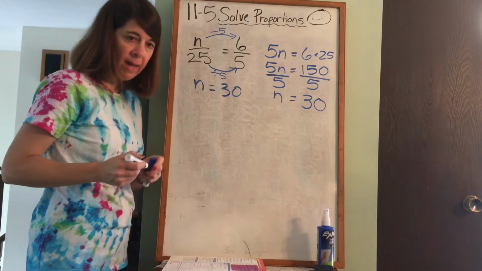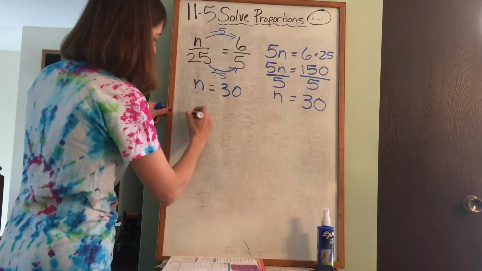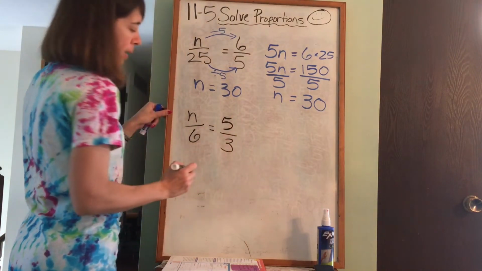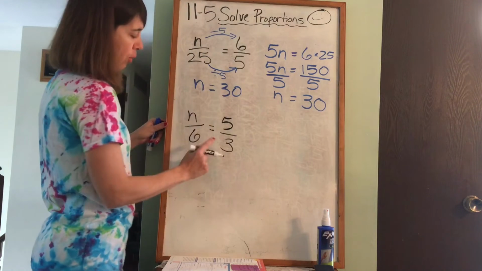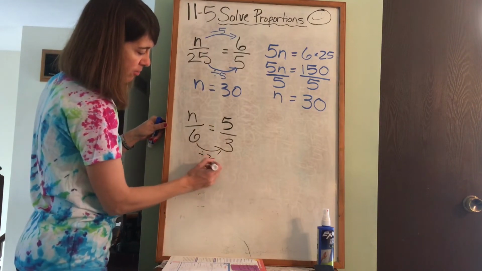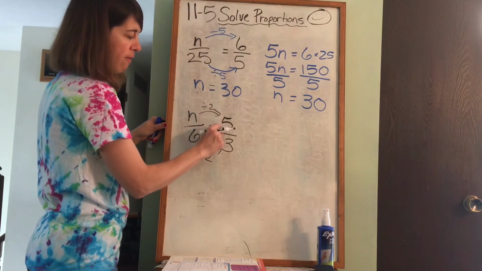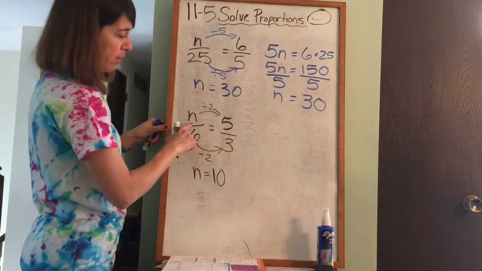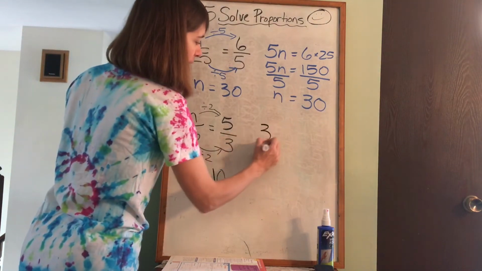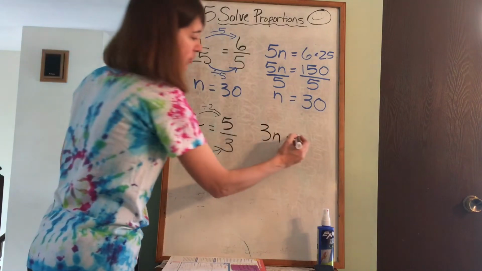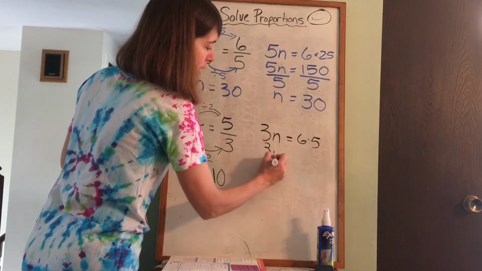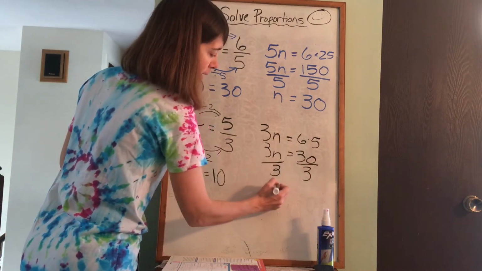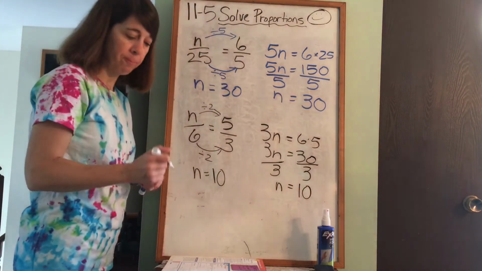Okay, look at number 1 at the bottom of page 384. n over 6 equals 5 over 3. So we could work here and say this was divide by 2. So what do we divide by 2 to get 5 here? It would be 10. So n equals 10. Looking at it again, we can do cross product. n times 3, that's 3n, equals 6 times 5. 3n equals 30. Divide both sides by 3, and there's our n equals 10.